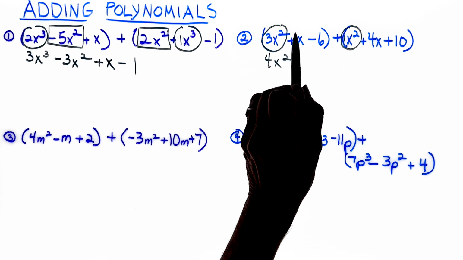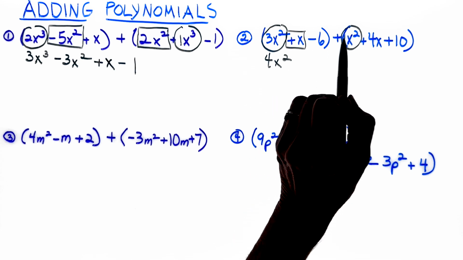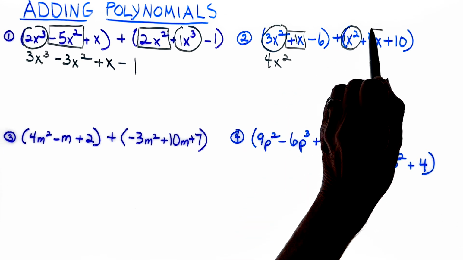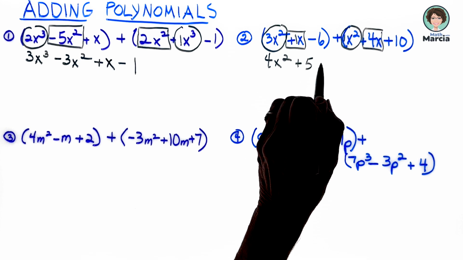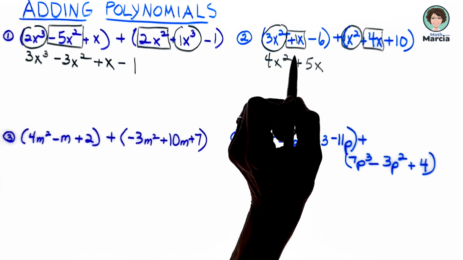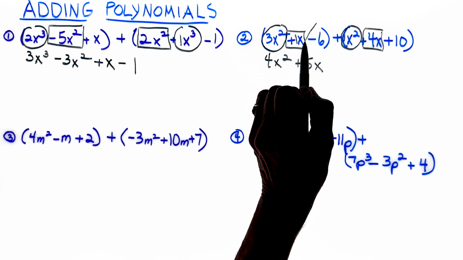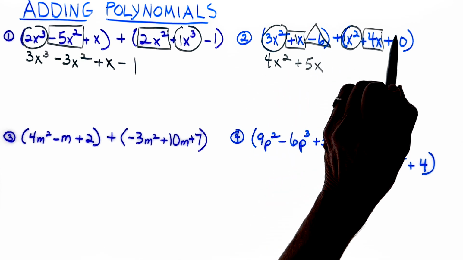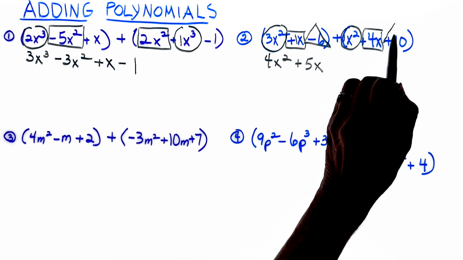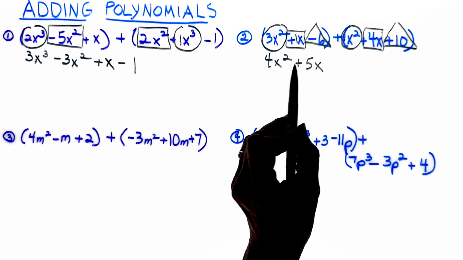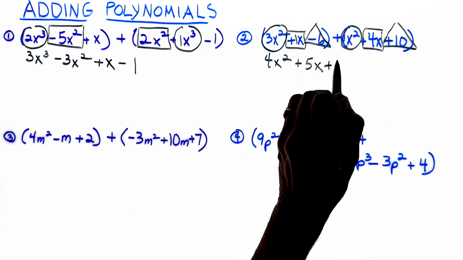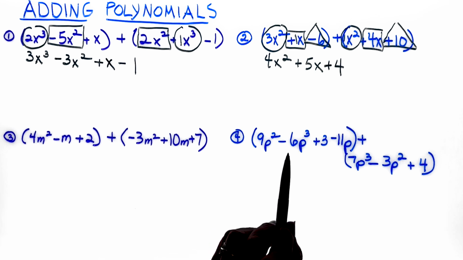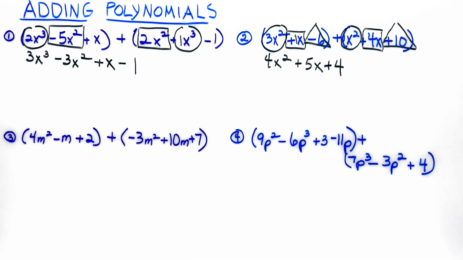Now I'm looking for my x's, and I see I have a plus 1x here, and I have a positive 4x, so it's plus 5x. And now I do have numbers, and I am going to catch the sign in front of my 6. That's a negative 6, and now this is a positive 10. So negative 6 plus 10 is a positive 4. So we write plus 4. Again, our answer is in the correct format.